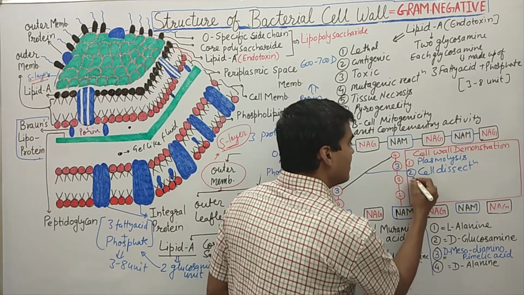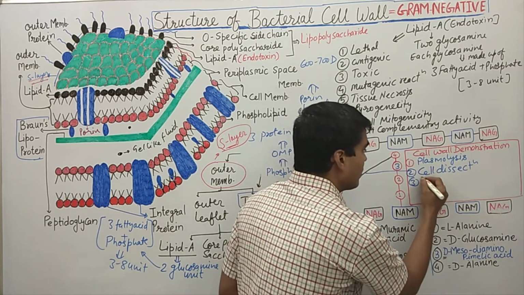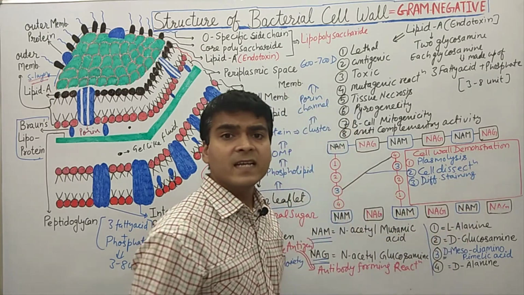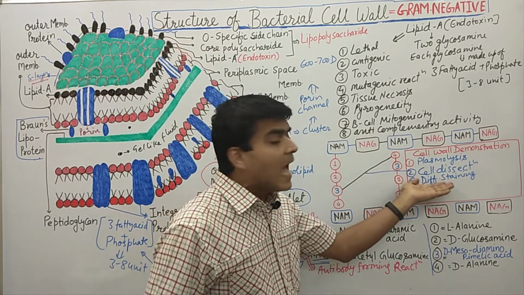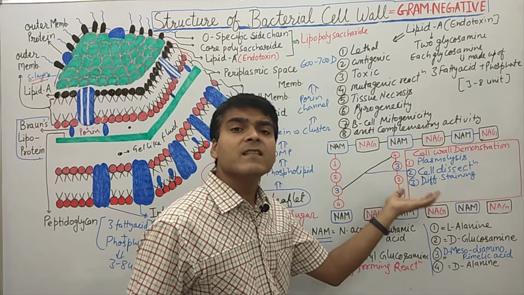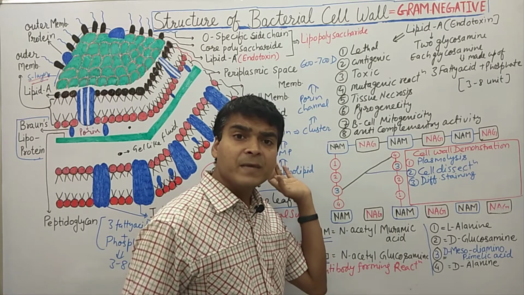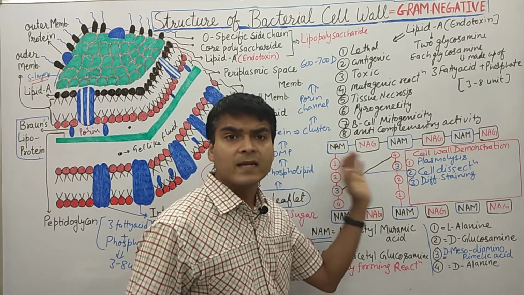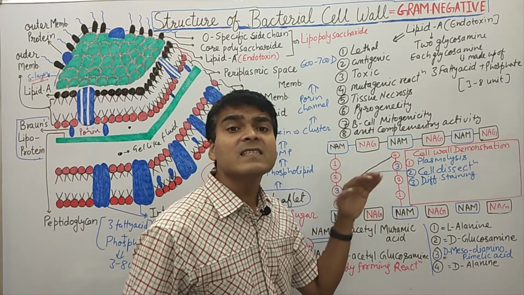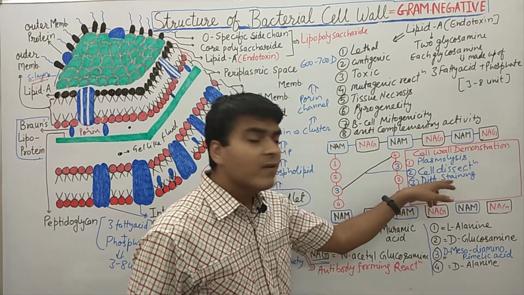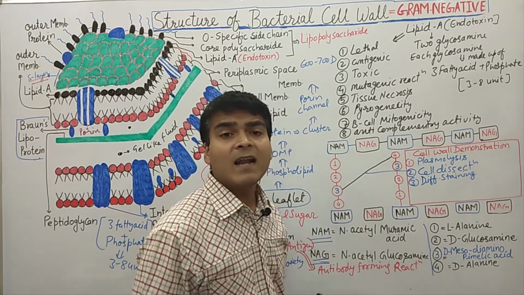Then the third method is differential staining. How do we do the differential staining? I am going to discuss it in the next few lectures. With the help of staining, we stain the bacteria with a dye. And in the cell wall we find a major difference between the peptidoglycan layers. Due to this difference in the peptidoglycan layer, there is a difference in the staining. So with the help of differential staining, we are able to see the cell wall demonstration.